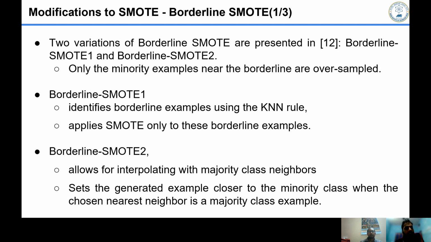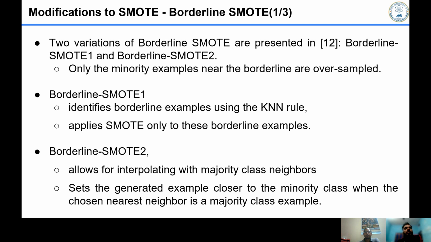In one of the extensions of SMOTE, the author has suggested two approaches that pick minority samples that lie closer to the borderline areas where majority and minority classes are kind of mixed up. In the Borderline SMOTE1 algorithm, the author identifies these borderline samples using a KNN approach, and then applies SMOTE on these selected samples. However, in the Borderline SMOTE2 approach, the author basically allows interpolation of these points with majority class neighbors as well.